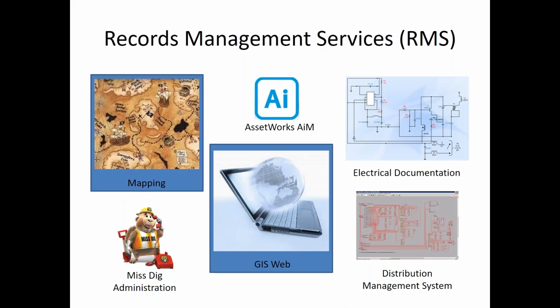We cover a lot of different areas, everything GIS and mapping for facility services, the MISTIG administration, integration of AIM and GIS to transfer data back and forth. AIM is the authoritative source for some of the information. GIS is the authoritative source for others, and so we commingle the information back and forth. And then we take care of the electrical documentation for CAD and the distribution management system for the medium voltage system.